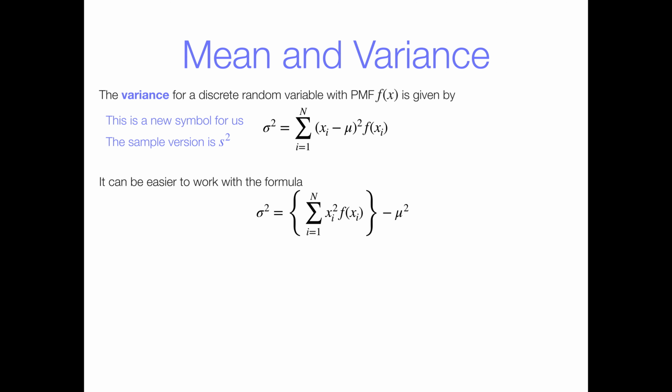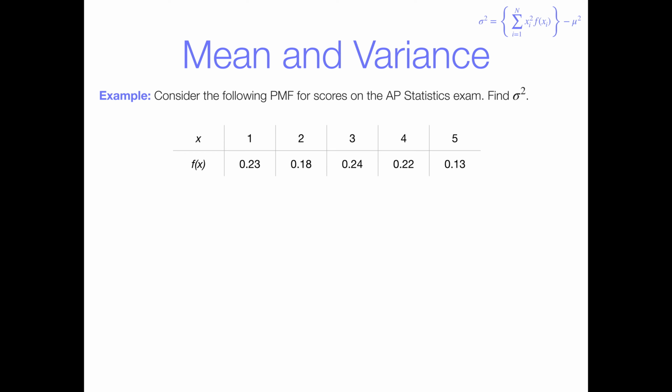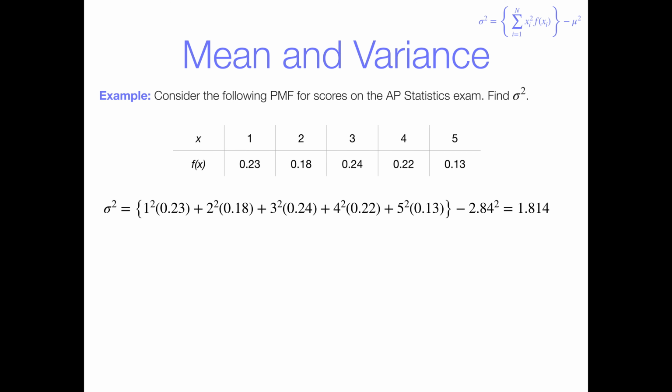So continuing on with our example, we've got our PMF for AP Stats exams, and up in the top I've written our formula so we can remember where it comes from. We want to find sigma squared. So we do 1 squared times f of 1 plus 2 squared times f of 2, all the way up to 5 squared times f of 5. So we do that, and then we subtract off mu squared. You don't subtract off mu squared 5 times here, you only do it once at the end, and you've got to remember to do it. If you do this formula, it's really easy to forget the minus mu squared at the end, so remember that. And we get 1.814.